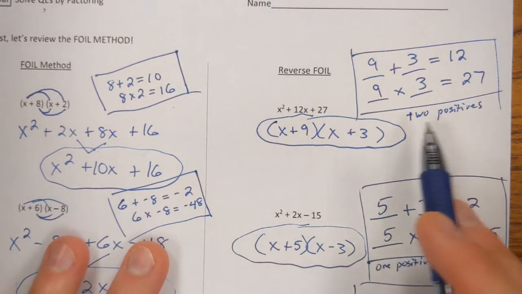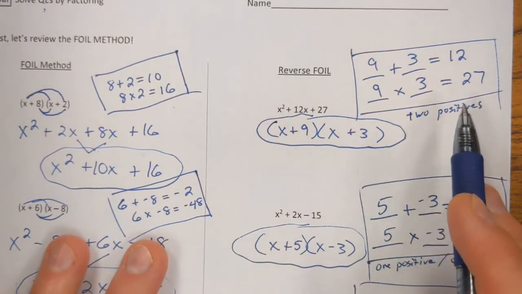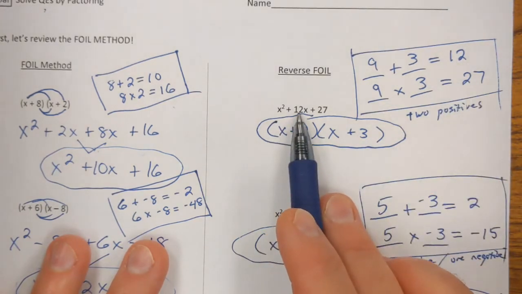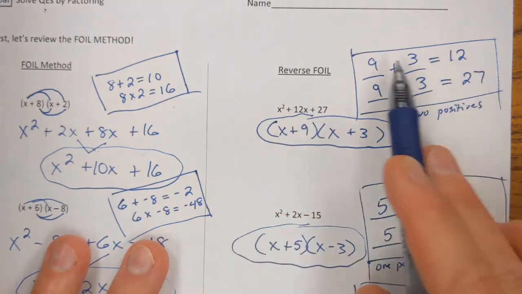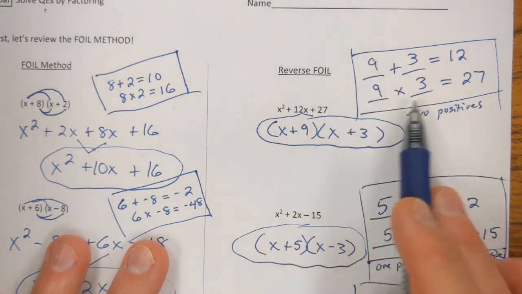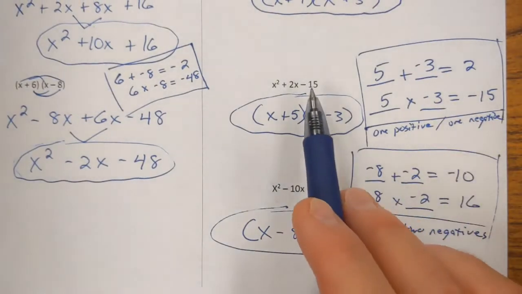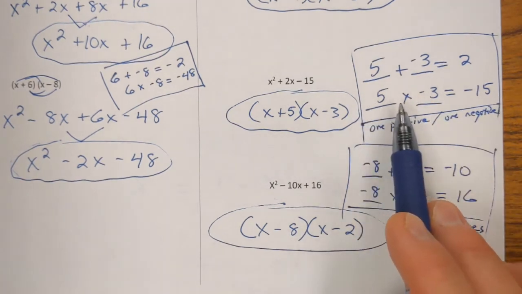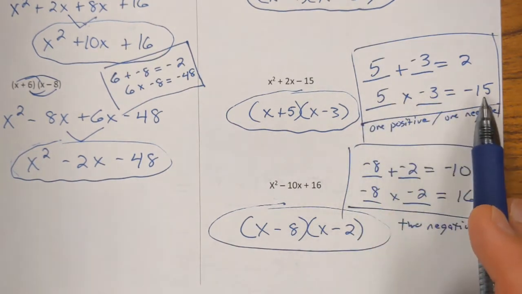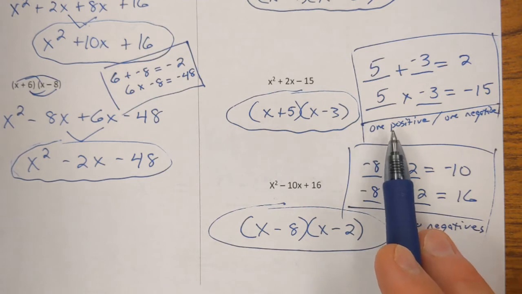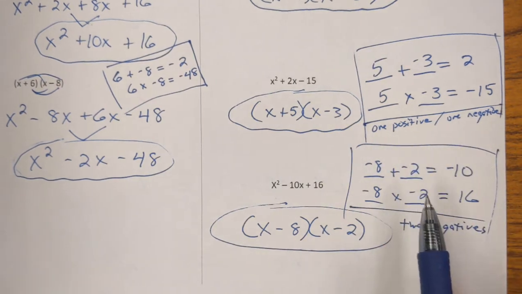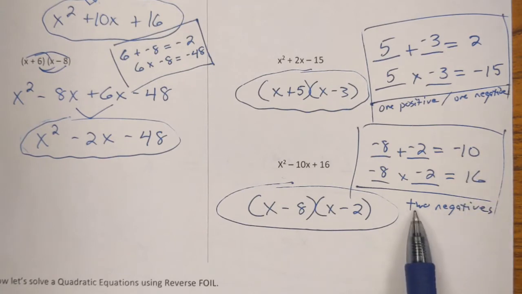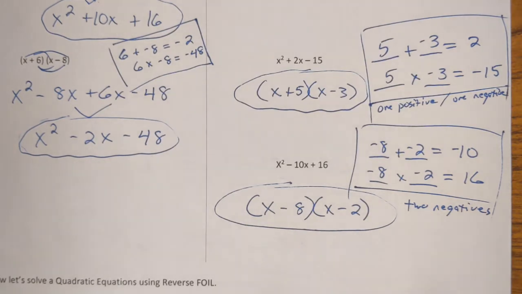You might want to add this little thing to your notes to help you remember. If you have a case where it has to add to a positive and multiply to a positive, then your two numbers are always going to be two positives. In the case where it has to multiply to a negative, you're going to use one of each: one positive number and one negative number. And then in the last case, if it ever has to multiply to a positive but add to a negative, in these cases you will always use two negatives.